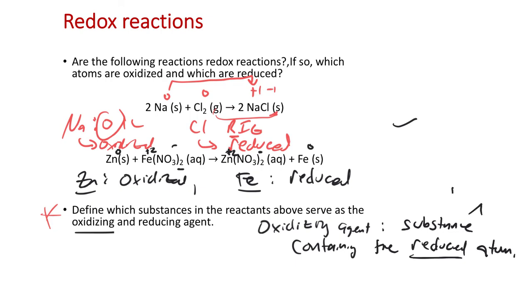Okay. So the oxidizing agent is a substance in the reactants. We're not looking in the products and defining a product as the reducing agent or the oxidizing agent. We're looking in the reactants and saying which substance contains the atom that was reduced. So let's look in the second reaction and determine the substance that serves as the oxidizing agent. So the oxidizing agent contains the atom that's reduced. So the oxidizing agent would be iron nitrate.